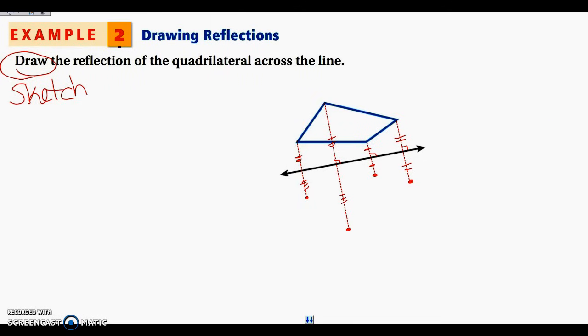All right, and then from there, all we have to do is connect our points that we drew. And it's not going to be perfect, but it should be close, okay? So if you have questions on that, please write that down now.